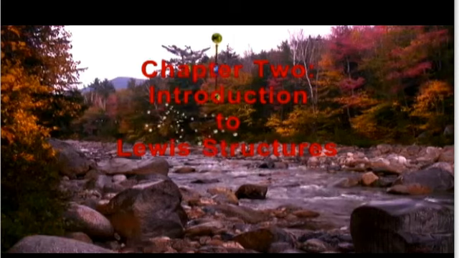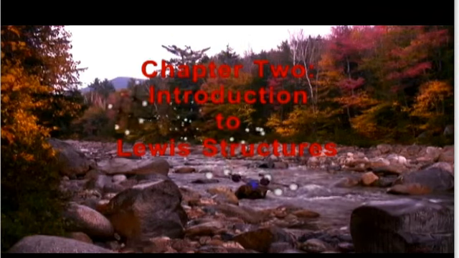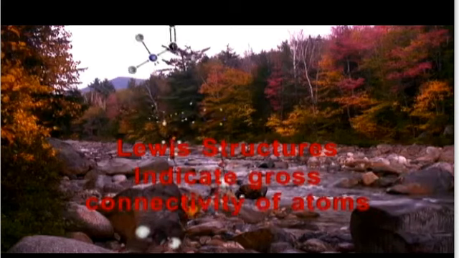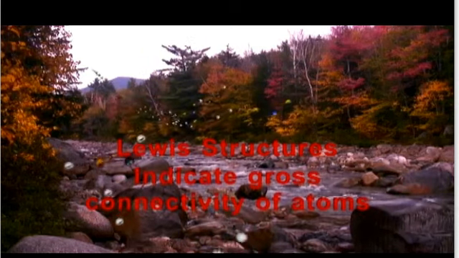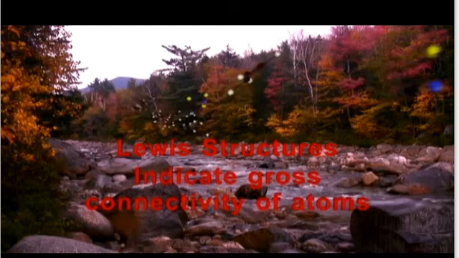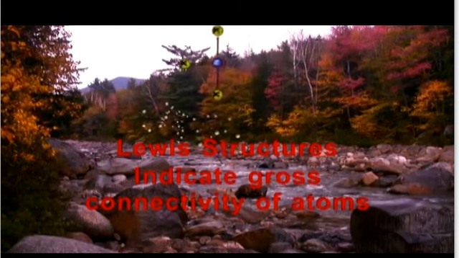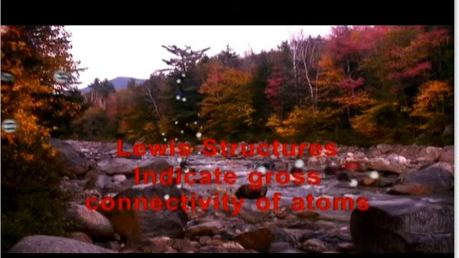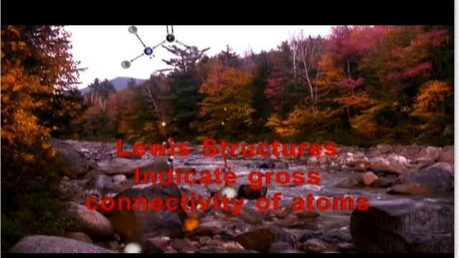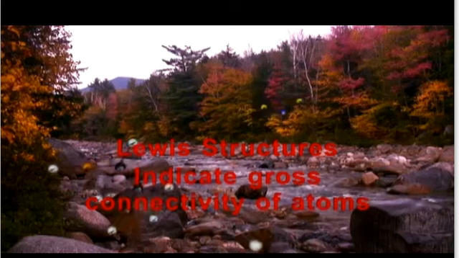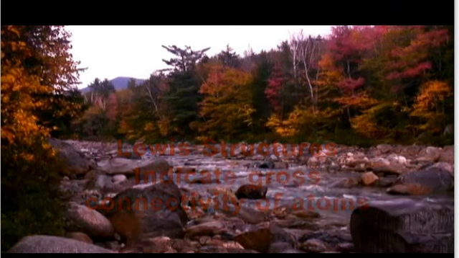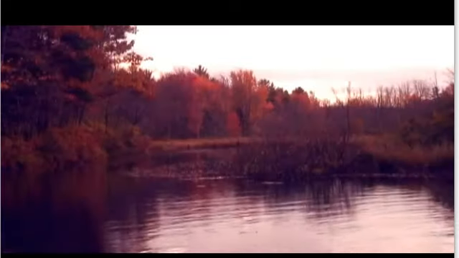Chapter 2, introduction of Lewis structure, very important for this topic. Lewis structure indicates the gross connectivity of atoms. What is this Lewis structure, what does it indicate, and how does it connect the atoms and make the atom stable? As we know very well, each and every element has an affinity to complete its inert gas configuration, the nearest inert gas configuration.